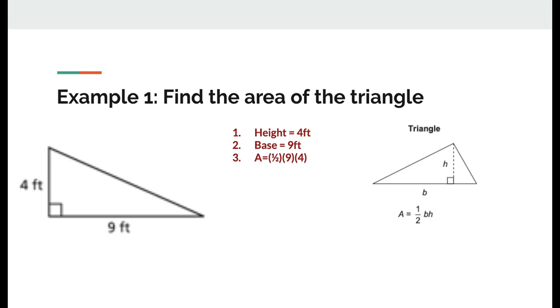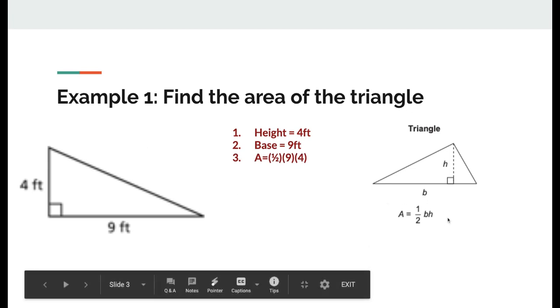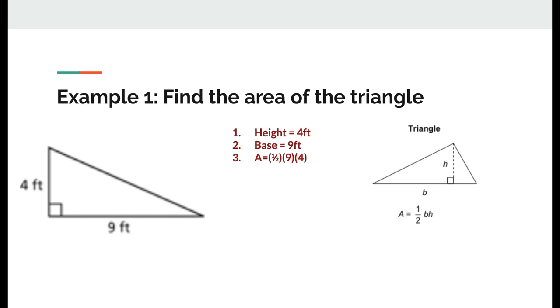Then we just plug in our formula. So your formula is over here. Area equals 1/2 base times height. So we do 1/2 times 9 times 4. And you can multiply in any order because it's all multiplication. So I'll do 1/2 times 36. So our area equals 18 square feet. Remember that anytime you're dealing with area, your unit is going to be squared.